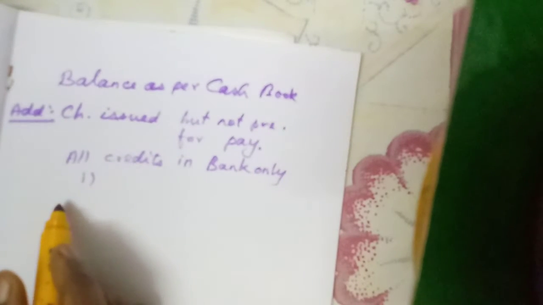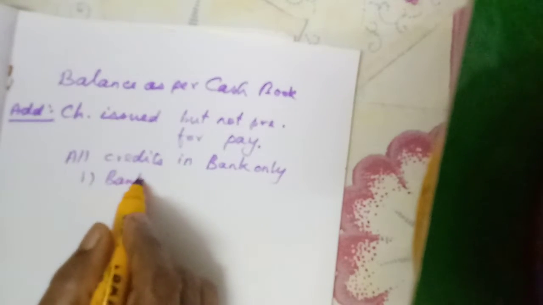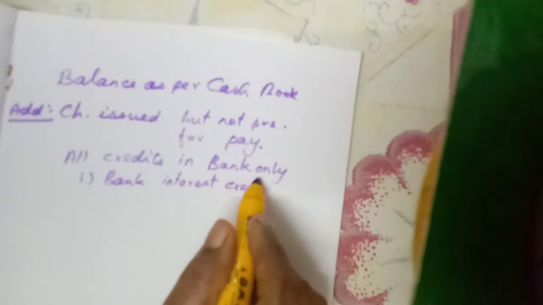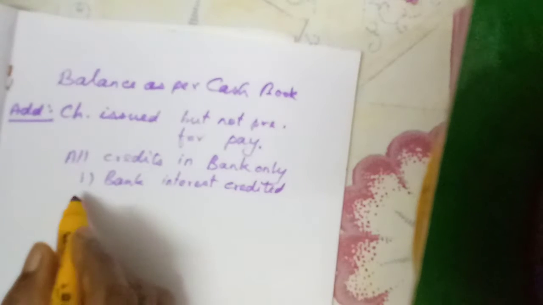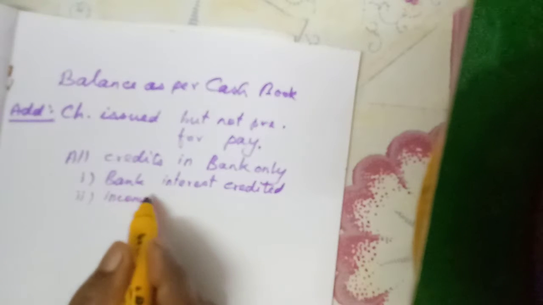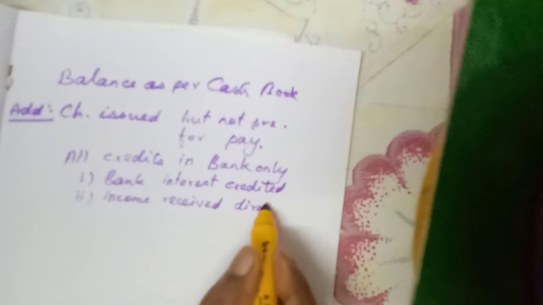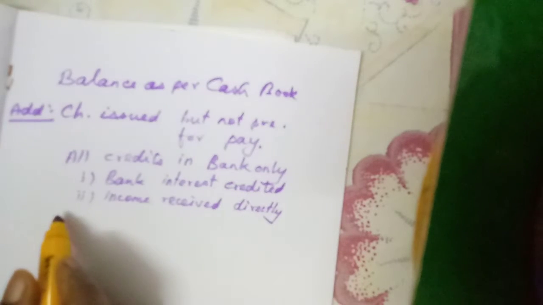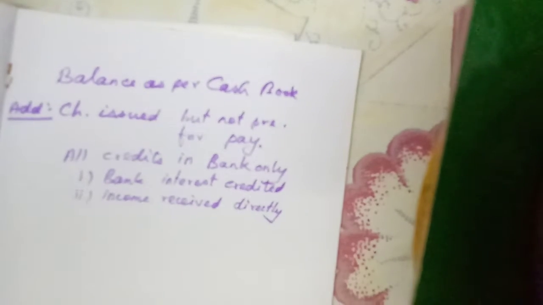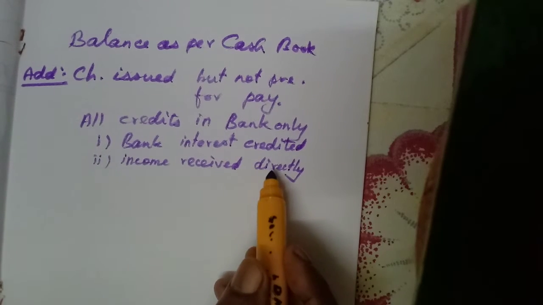That one we can say is the bank interest. Interest credited. Okay, not charged, credited. Interest credited or any income received by the bank directly. So the income received directly by the bank.